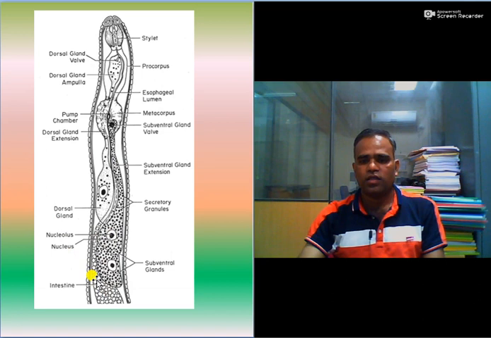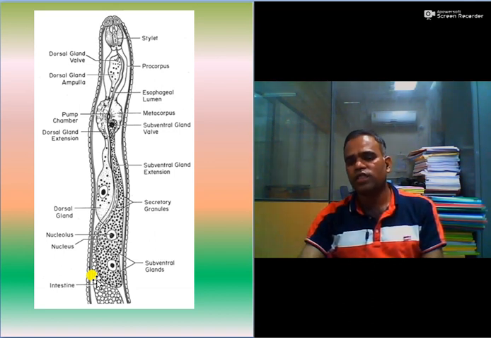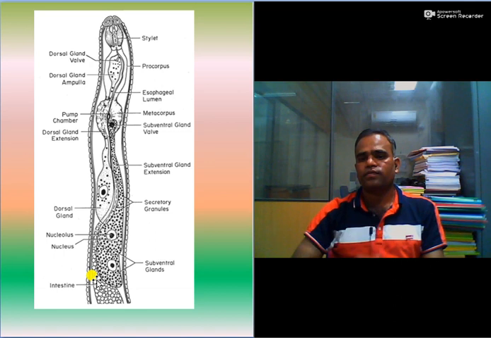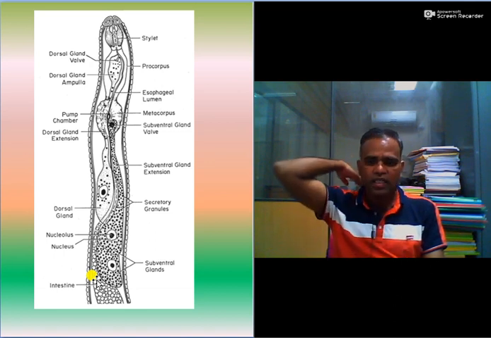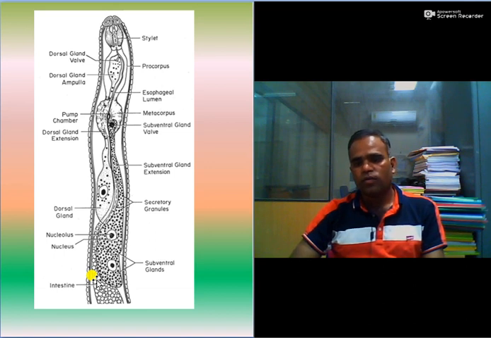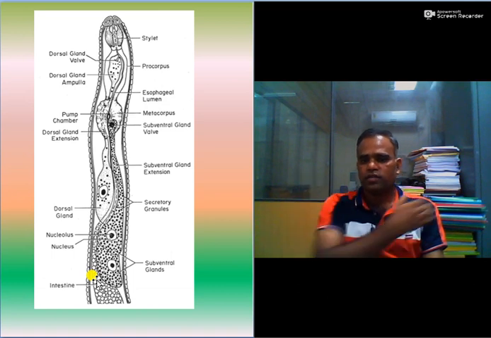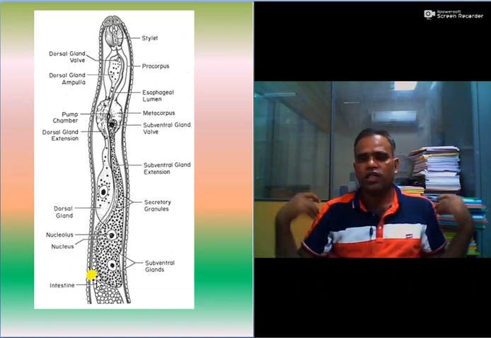First, you will see there are four sides of the nematode. The first one is the ventral side. Which is the ventral side? This one is the ventral side. The back side is the posterior or dorsal side, and these two sides are the lateral sides.